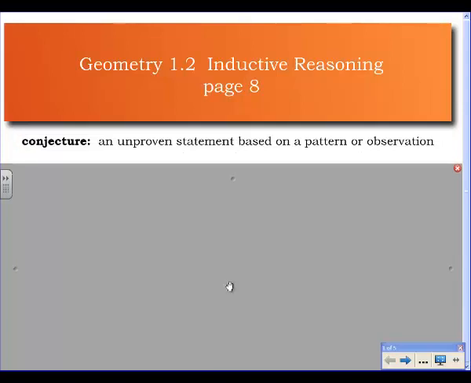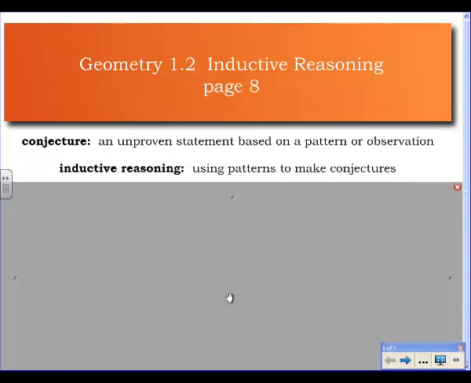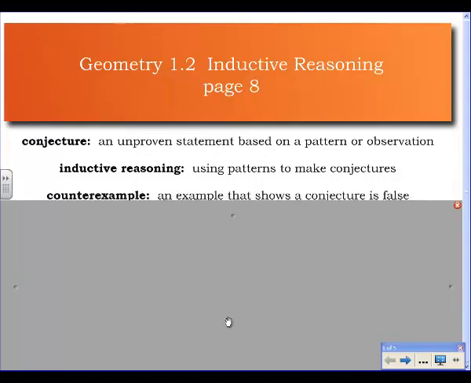So this is kind of like the hypothesis that you would come up with based on your patterns. It's what you'd expect to happen. Inductive reasoning, like I said before, uses patterns to make conjectures. Another important part of logic and reasoning, and the bane of all conjectures, is the evil counterexample. A counterexample is an example that proves that a conjecture is false, or disproves the conjecture.